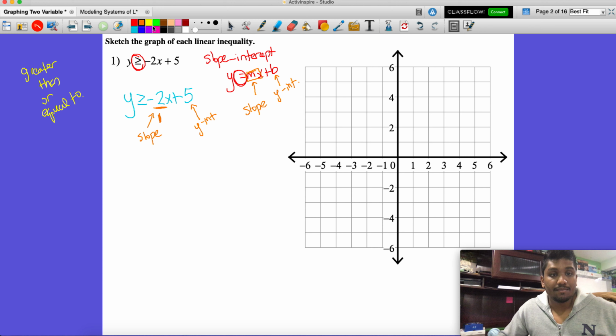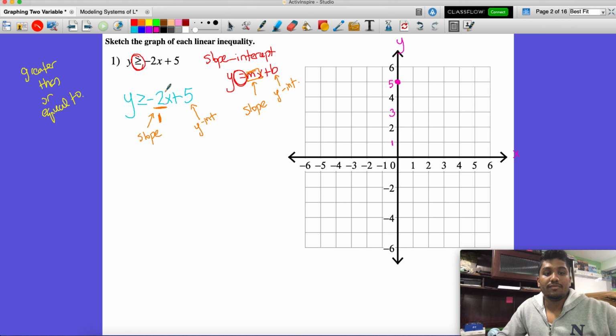Now when you're graphing it, the y-intercept is exactly what it sounds like. It's literally where the graph intercepts or touches or crosses the y-axis, this being the y-axis here, right? So we're going to go to +5 as our starting point, 1, 2, 3, 4, 5. So the graph should cross right here.